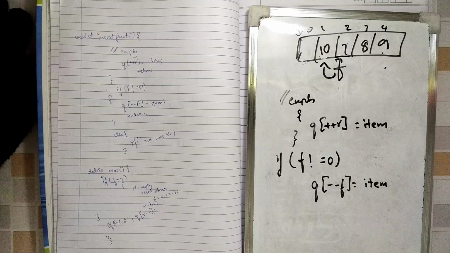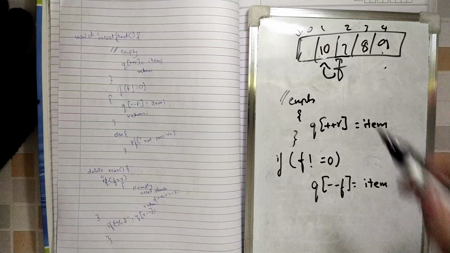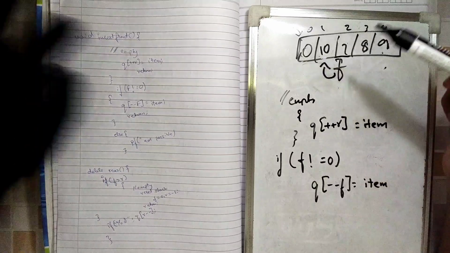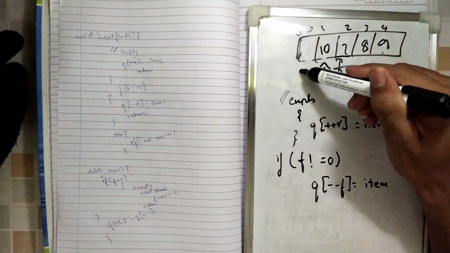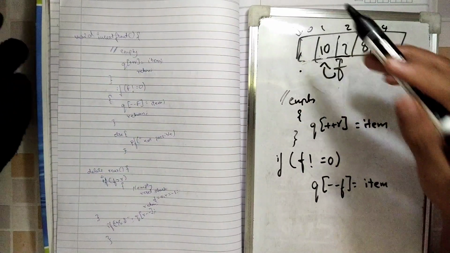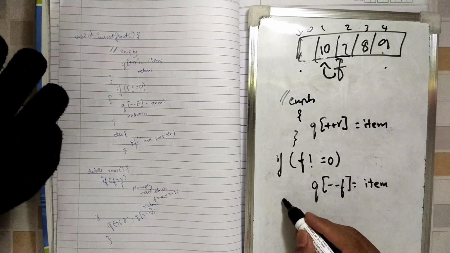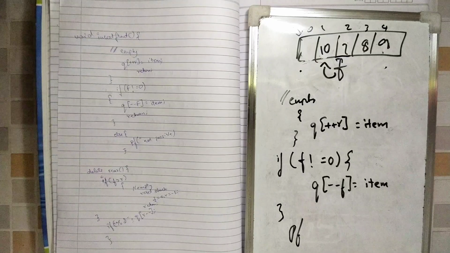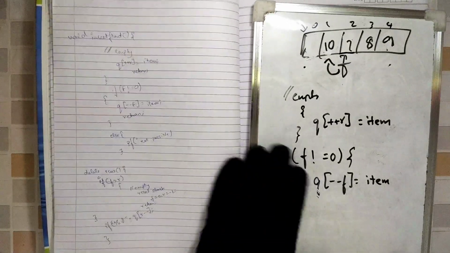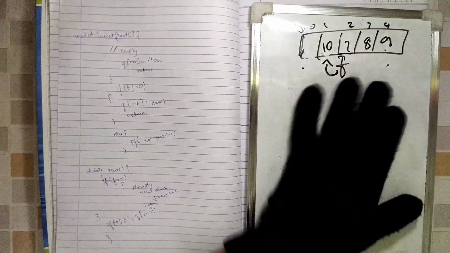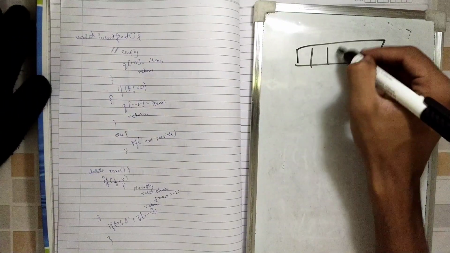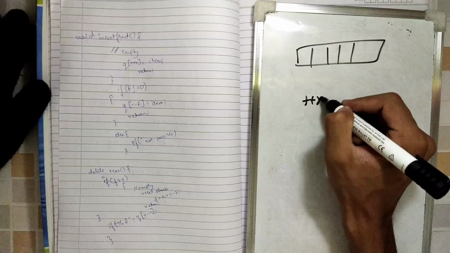If this does not happen, then I will say insertion is not possible. If my F is at 0 and already an element is at this place, we simply write insertion is not possible, or printf insertion at the front is not possible. So you understood what you have to do. If my queue is empty, I simply say ++r equals item.